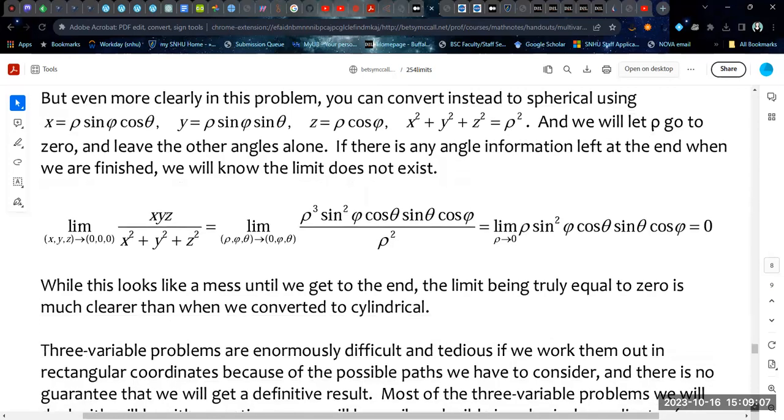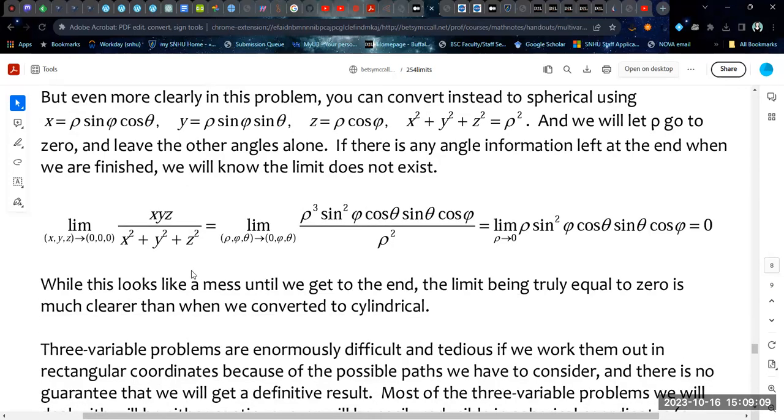Now, you can also do this, as I said, with spherical coordinates. If you haven't been introduced to spherical in your course yet, then don't worry about this, but this is also an option. The idea here, again, is to cancel the rhos, but you can make one substitution instead of a double substitution. So here, x is rho sine phi cosine theta, y is rho sine phi sine theta, and z is rho cosine phi, and then x squared plus y squared plus z squared is rho squared.